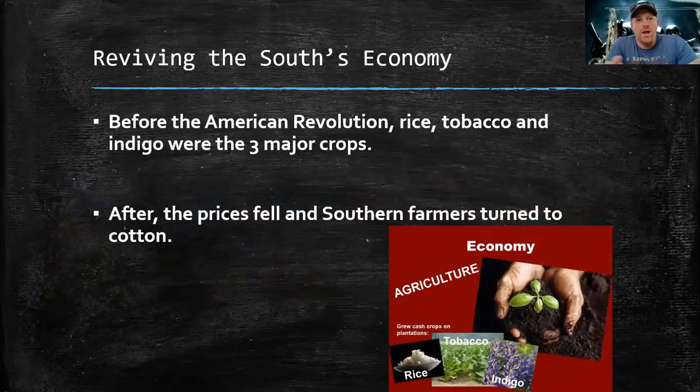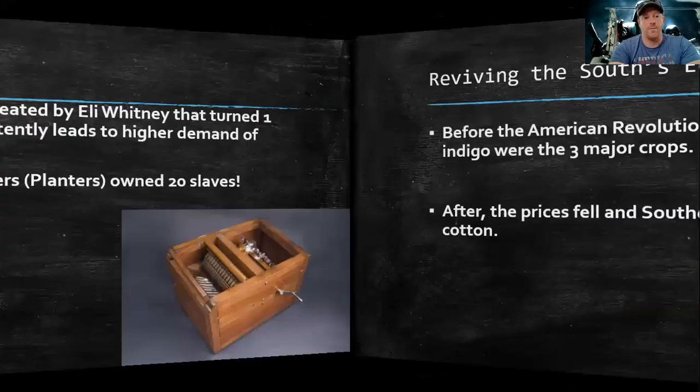All right. So next up, why did the Southern economy need reviving? Well, after the American Revolution, prices of a couple goods fell: rice, tobacco, and indigo. Okay. And so what happens is when prices fall, you need to turn to a new way to make money. And so a lot of Southern farmers turn to cotton.